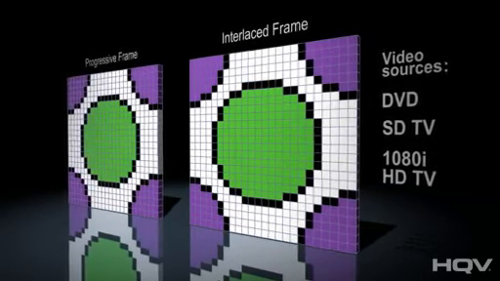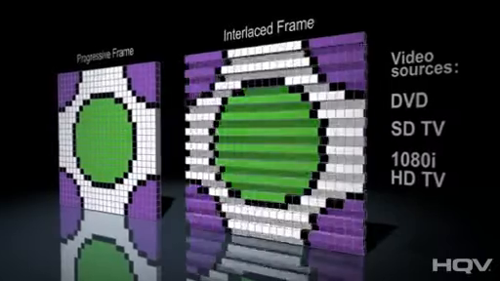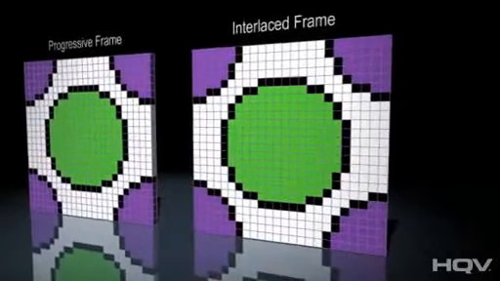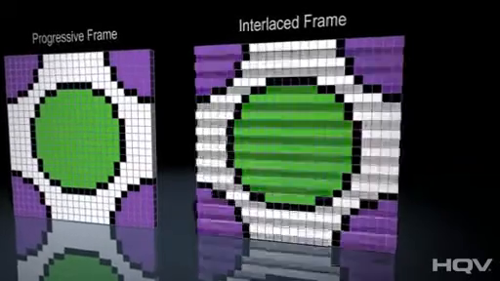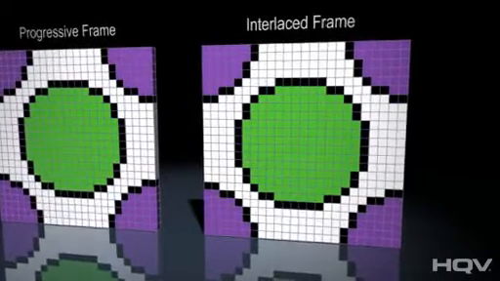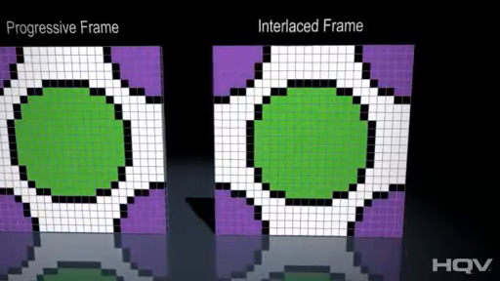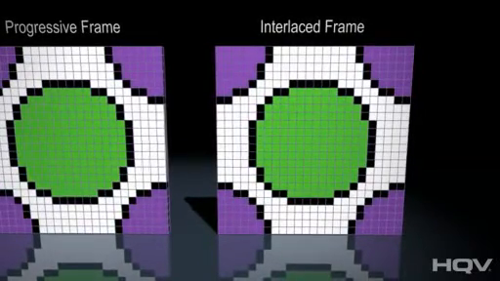Interlaced video sources, unlike progressive, transmit only half of the image in each frame at any given time. These two half frames are called fields. The first field consists of every other line of the frame. The second field fills in the lines that were skipped a fraction of a second later.